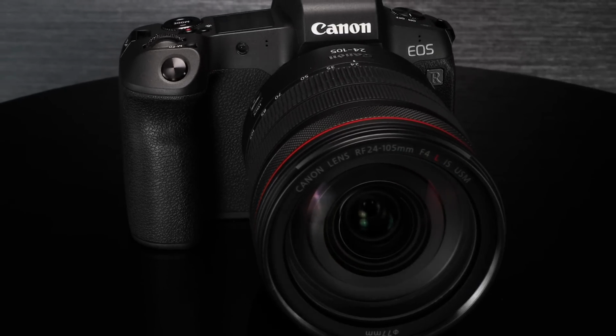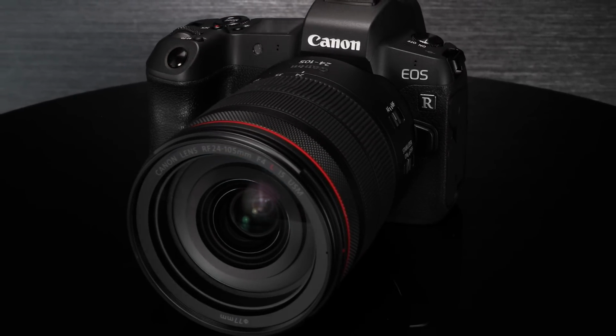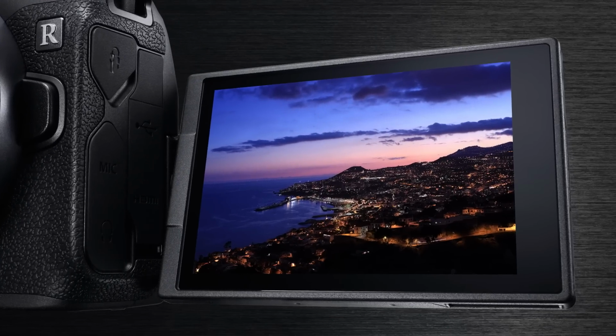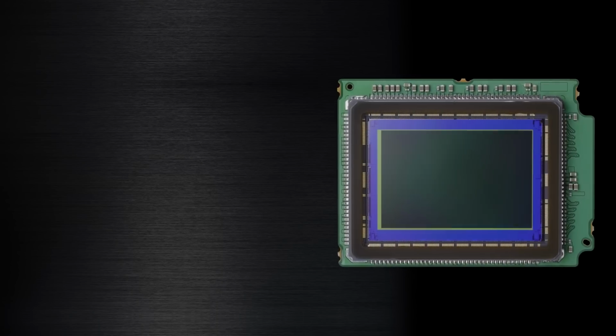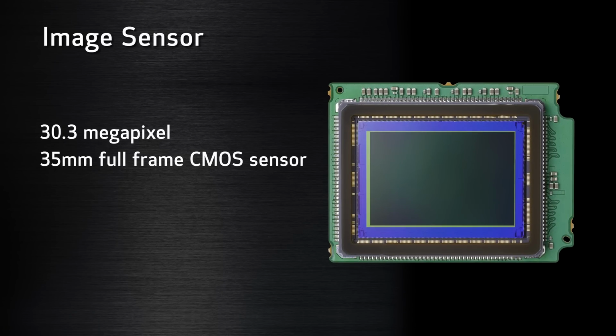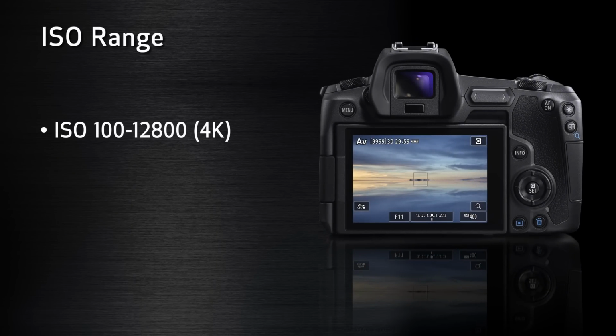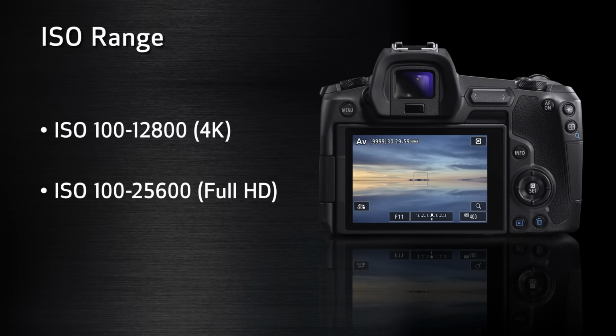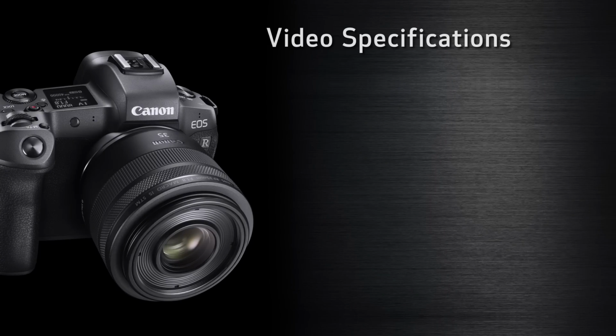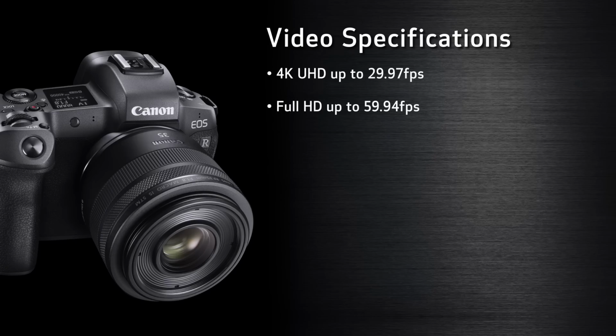The Canon EOS R is compact, lightweight, and it's mirrorless, with a fully adjustable LCD monitor with touchscreen operation. At the heart of the EOS R, there's a 30.3 megapixel full-frame CMOS sensor. Now that's approximately 36 by 24 millimeters, and it uses the latest Digic 8 image processor for high sensitivity performance, using ISOs from 100 to 12,800 for 4K or 100 to 25,600 for Full HD.